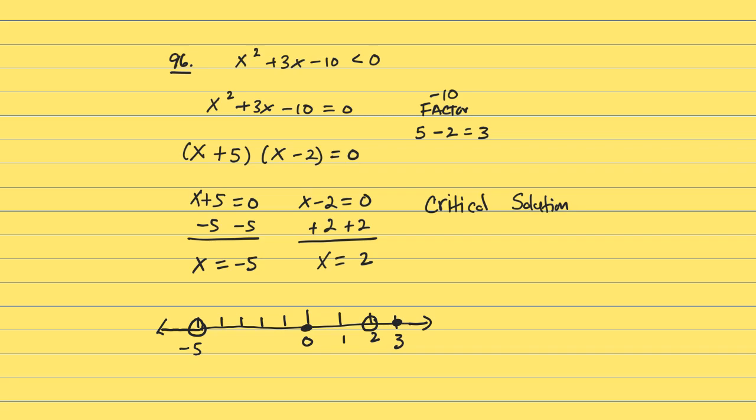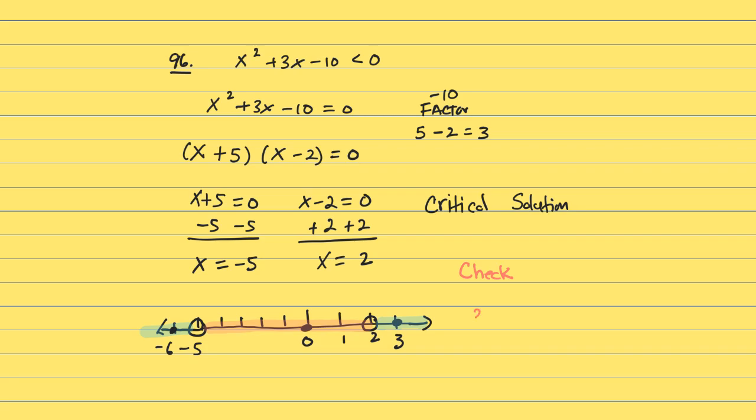So we're going to check 3. I would like to check 0, and we can check negative 6. And I'm going to go ahead and explain why. Because we know that 3 falls after 2, I know that negative 6 falls after negative 5, and in between negative 5 and 2 is 0. So if any of these points are false, it automatically makes that region false. So I'm going to go ahead and check.